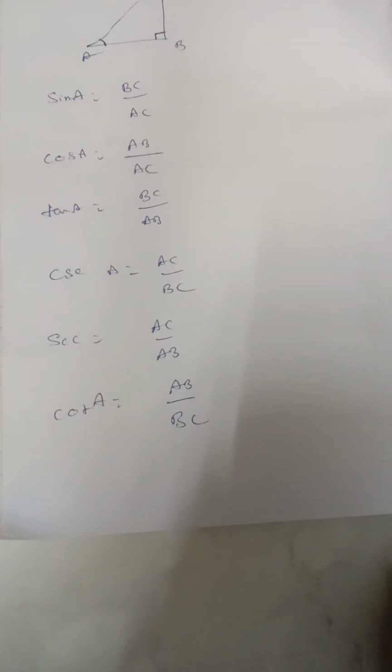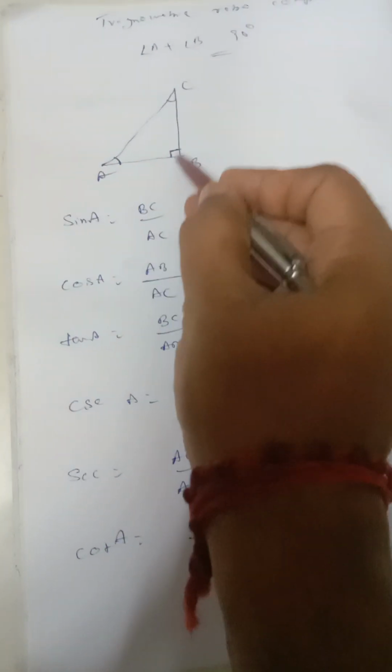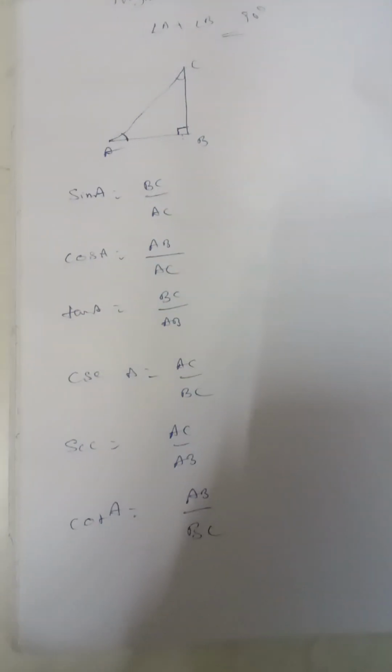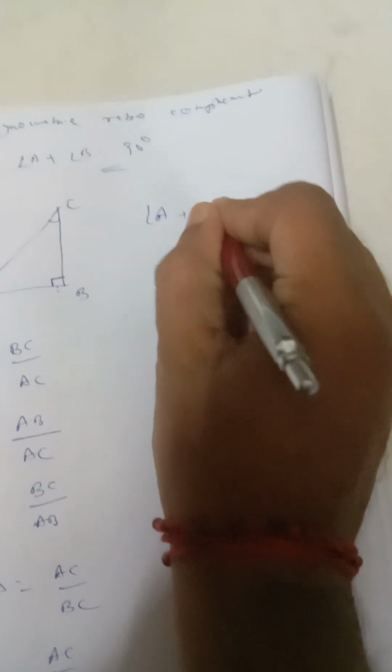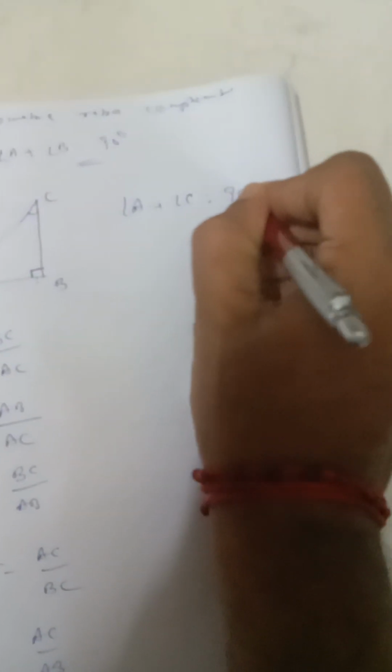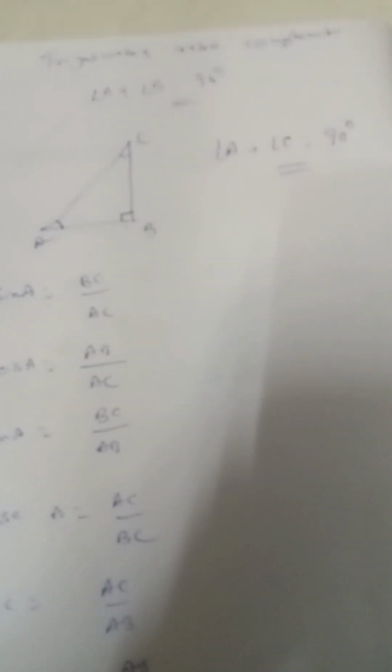Complement of the angle A means what? Here it is 90 degrees. The sum of three angles in a triangle is 180, that we know. This 90, if you subtract, the remaining A plus C is equal to 90. Okay, angle A plus angle C is equal to 90 degrees. That means angle C is complementary to the angle A. That's what we told. Angle C is complementary to the angle A.